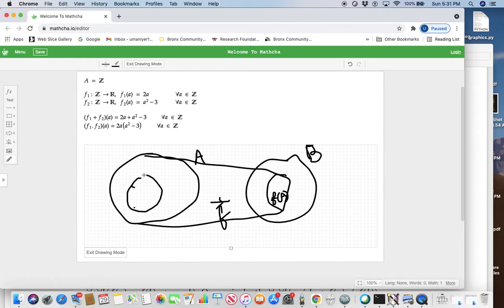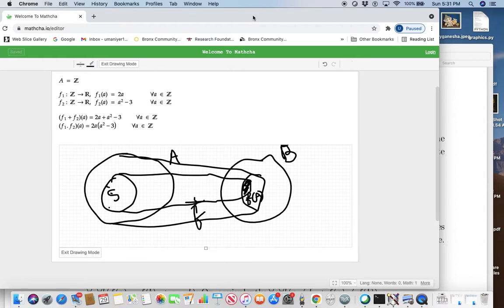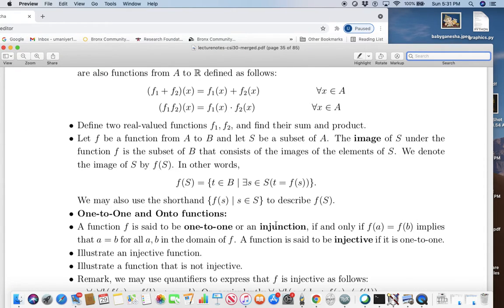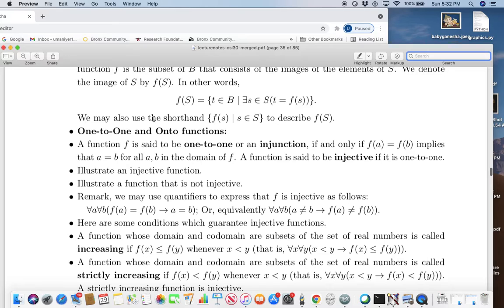Now if I have a subset S of A, then its image sits inside f(A). So somewhere here, pretend this is f(S). That's what the image of S looks like. We may also use the shorthand f(S). This is capital f of capital S, the set f(s) for every s in S.